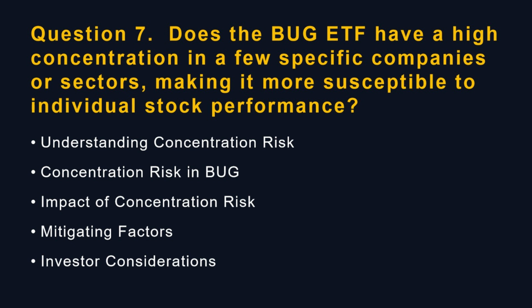Investor considerations. Concentration risk is an inherent feature of thematic ETFs, like BUG, that focus on a specific industry. Investors with a lower risk tolerance might want to consider broader market ETFs or actively managed funds that offer more diversification. By analyzing the holdings and weighting structure of BUG, you can get a better sense of the concentration risk and make an informed decision based on your risk tolerance.